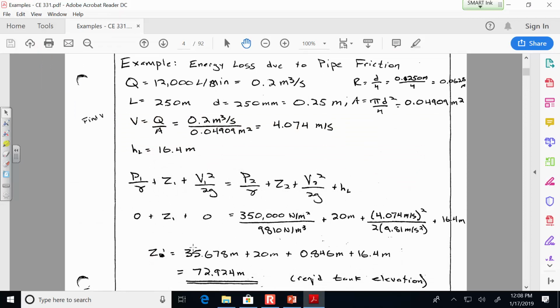And so when you rearrange everything and solve for Z1, it should be 72.9 meters. And you may get slightly different values depending on how many digits you take the velocity head to on the right. Any questions about Part A, how we calculated the required height of that tank?